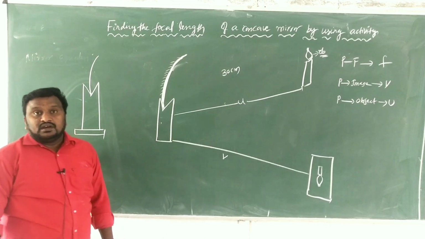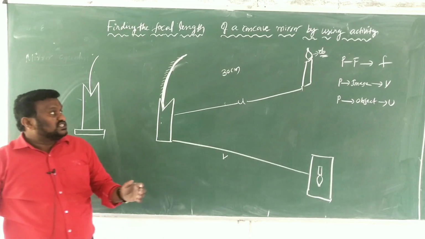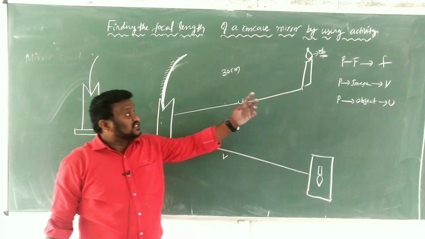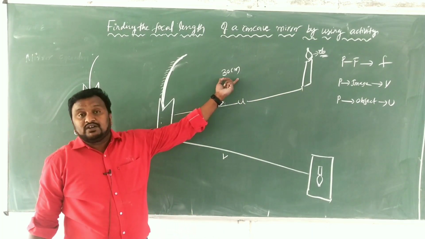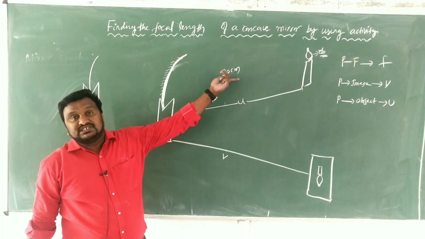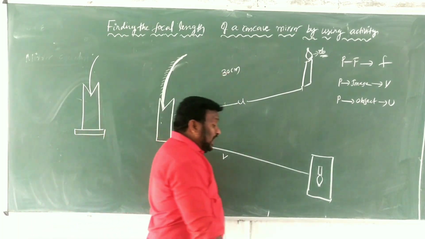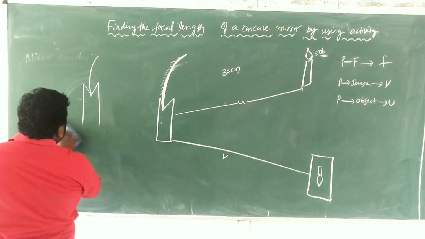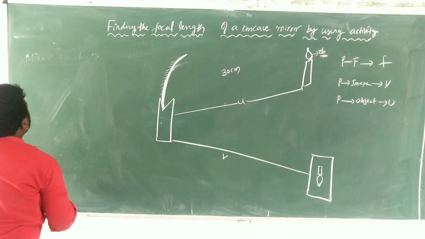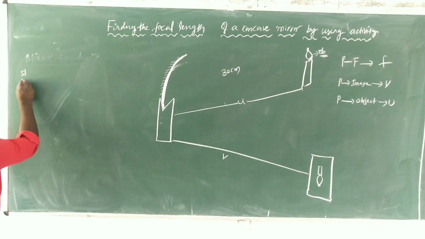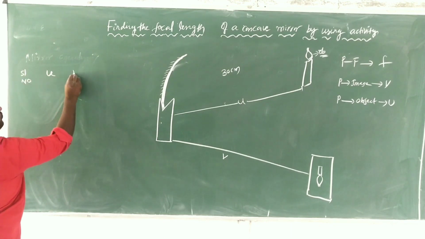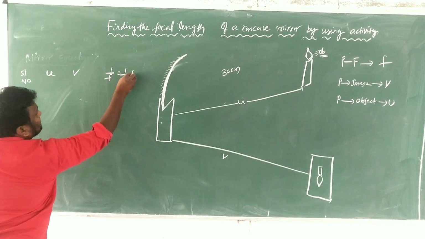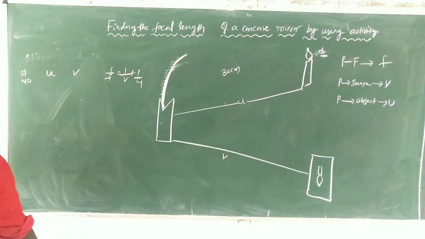Clear? Just now I told you the distance from the pole to the object, what we call the object distance. That's why the 30 centimeters we have taken is the object distance. Here you have to record all the values in tabular form. For example, we take a table with serial number, U, V, and 1 by F equals 1 by V plus 1 by U. Clear?